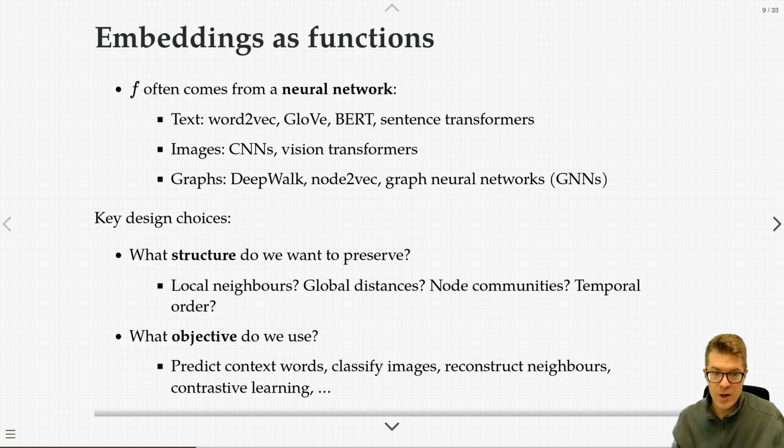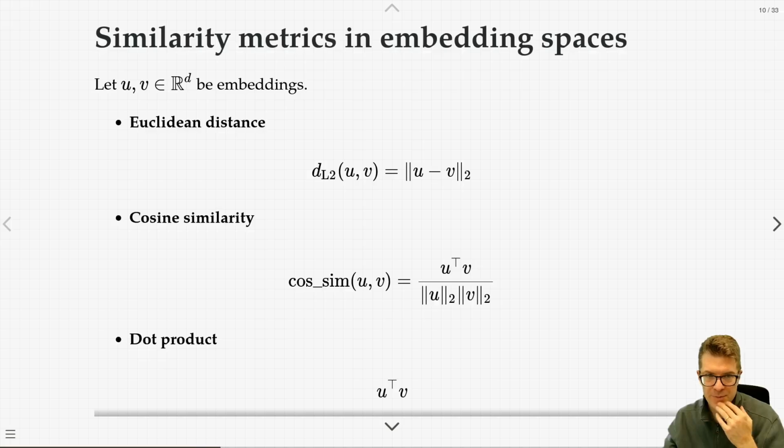And then, what objective do you want to use? Are you just going to predict words in context? Are you going to predict the next word in a sequence given previous words? Are you going to classify images as dogs or cats or airplanes? And so on. So you need to think, obviously, about these primary questions initially.